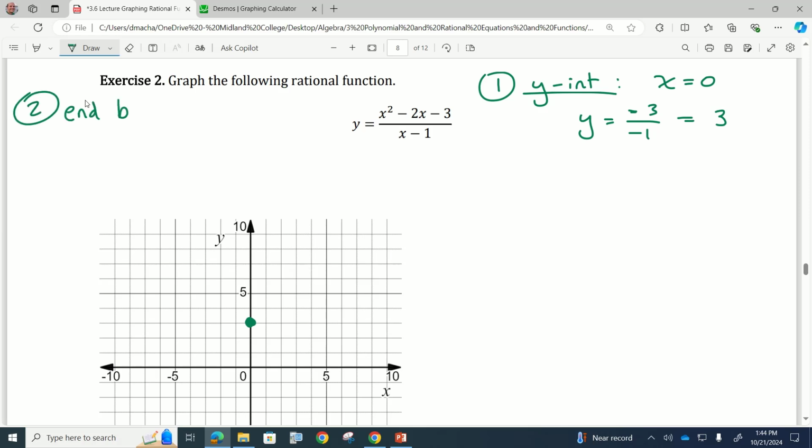Now let's talk about the end behavior. Is this a proper or improper rational function? Improper, because the degree of the numerator is greater than or equal to the degree of the denominator. And if it's improper, then we have to do long division.